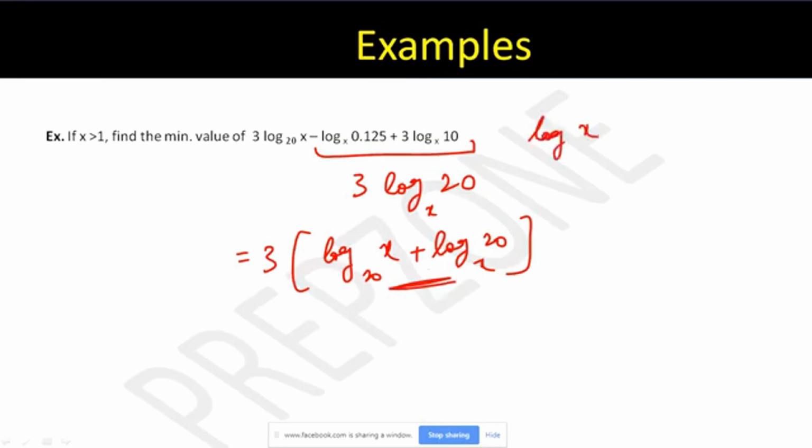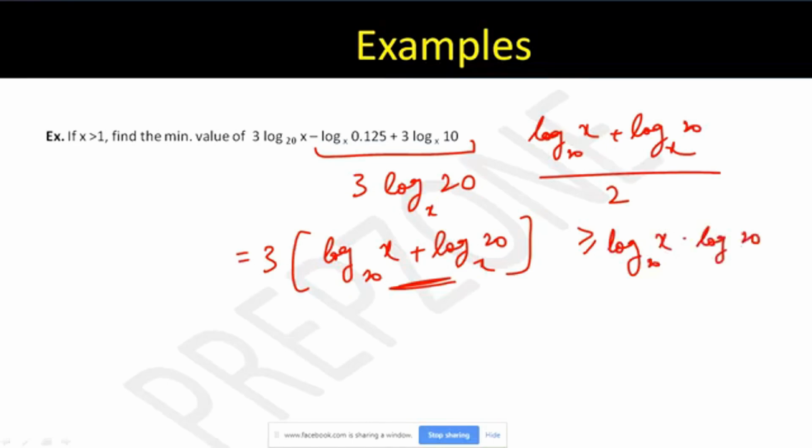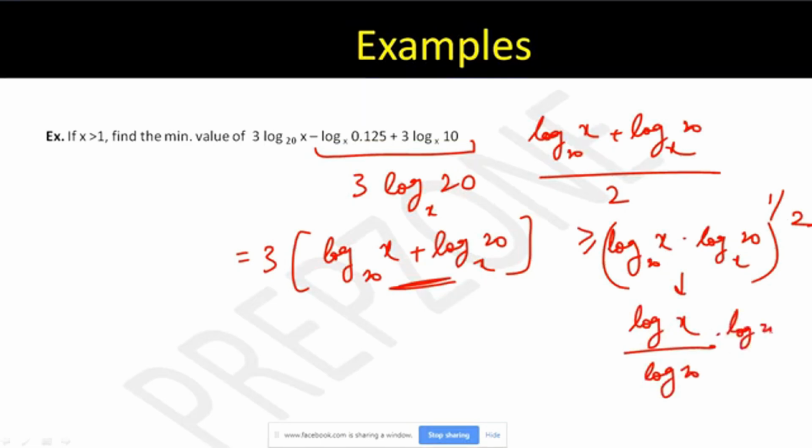Let's apply a greater than equals to gm. This is my first term. This is my second term. AM is the sum of terms divided by the number of terms. This has to be greater than equals to gm. What is gm? Product of all the terms. This is the first term. This is the second term. To the power 1 by number of terms. This is log x by log 20. This is log 20 by log x. So this value is 1. Okay, everything cancelled.